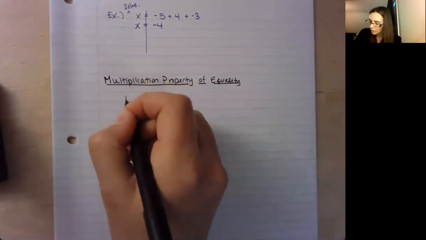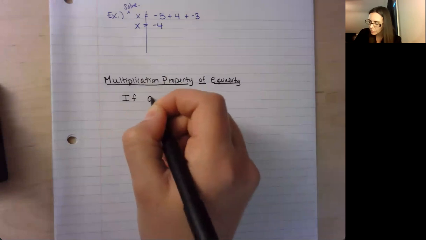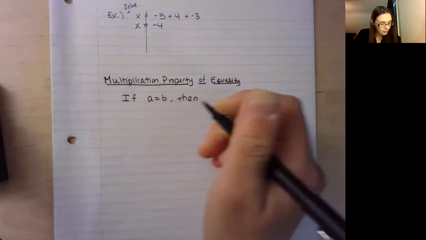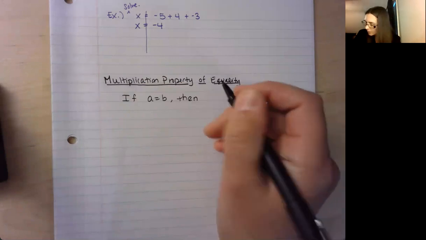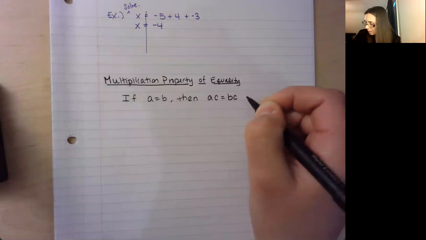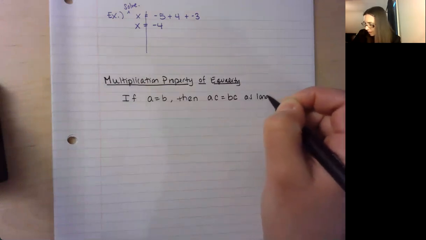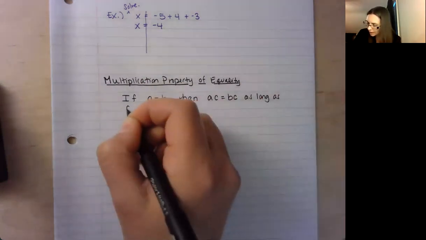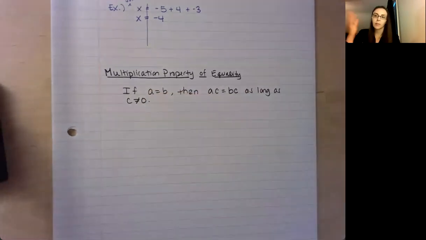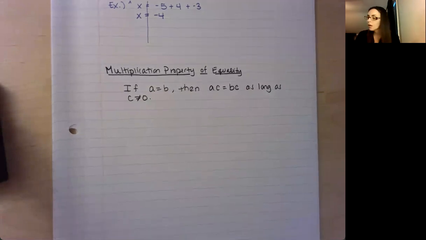So if A equals B, then AC equals BC as long as C is not 0 here. And the reason we exclude 0, obviously, if you multiply 0 on both sides, it's fine. But it really doesn't help. It just cancels everything out. So we don't usually do 0 here.